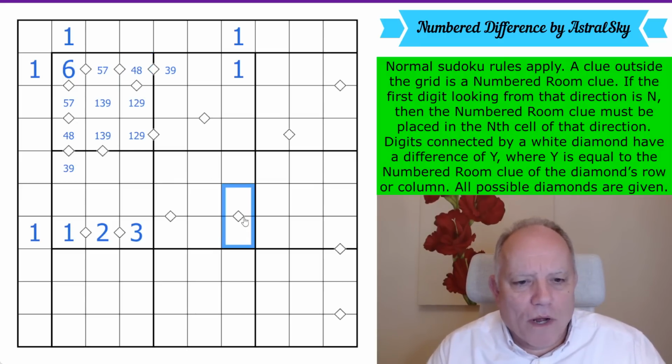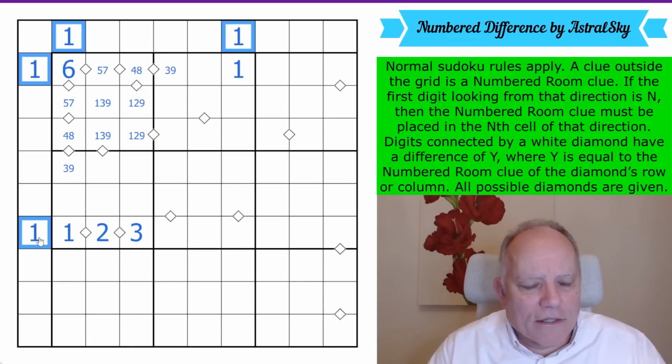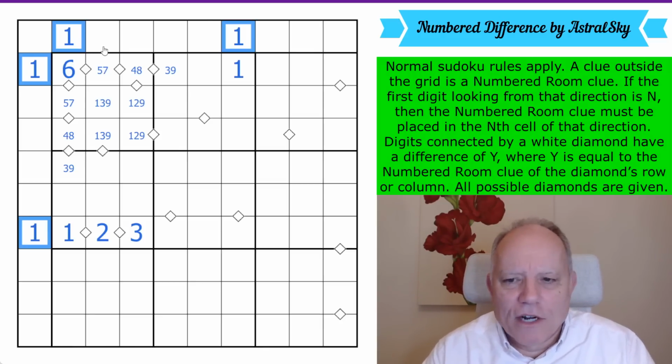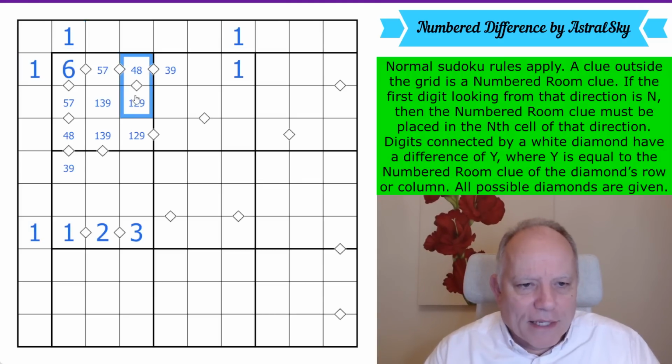There's a difference of 1 between those two. And there are no other differences of 1 in any of the rows and columns that we've got highlighted, because they're not marked with diamonds. Oh, this would be a very weird puzzle if 1 was always... No. Yeah, 1 could always be the numbered room. That would be very strange. Anyway, I'm not dwelling on that for now. Let's look at this. I've got very little else to go on.